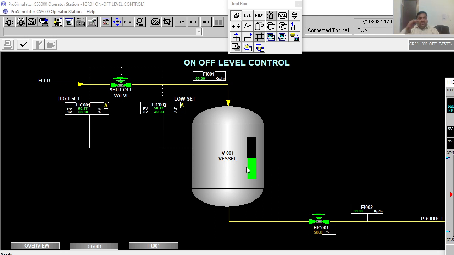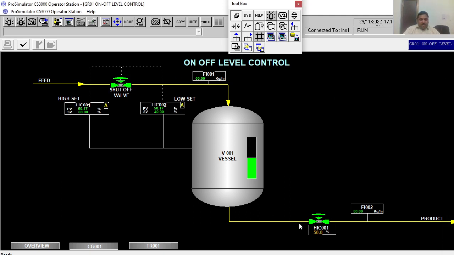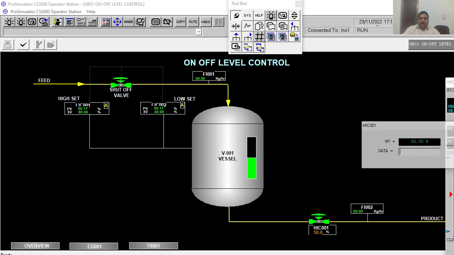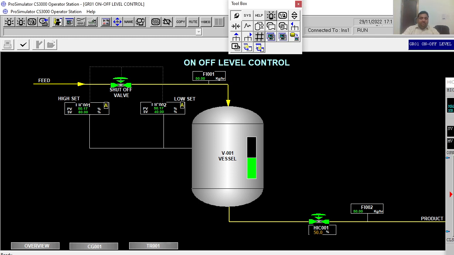Once it touches the low set point, which is 40, the valve will again open. This is what we are going to see now. Let us see what happens. Let me now make it 50% open now, hand indicating control HIC. Now I'll make it 30.